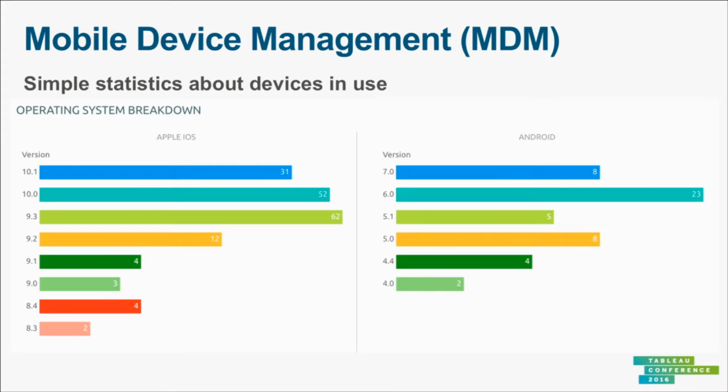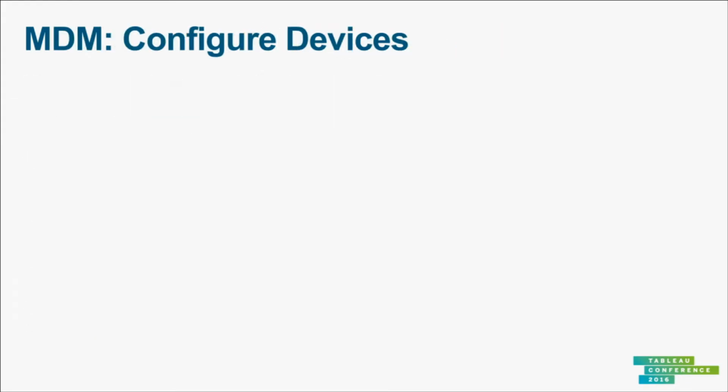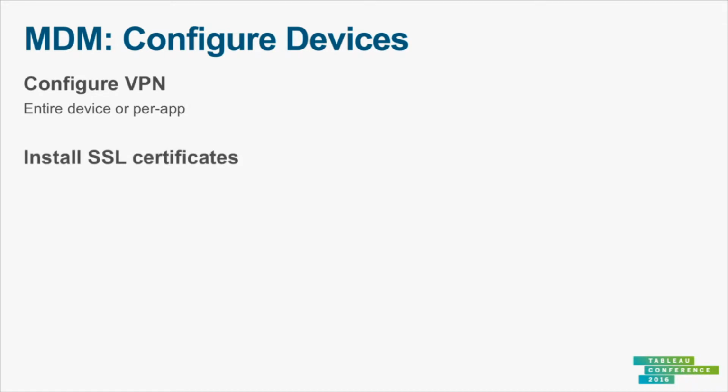But really, the strength of MDM systems is in their configuration capabilities. So you can configure VPN for your users. They don't have to do anything. You can just configure it for them behind the scenes. So to set up the tunnels that Madeline pointed out, you can just have that happen without any interaction on your user's part. You can install those SSL certificates that Madeline mentioned. So if you want the green check marks, you can install those behind the scenes.